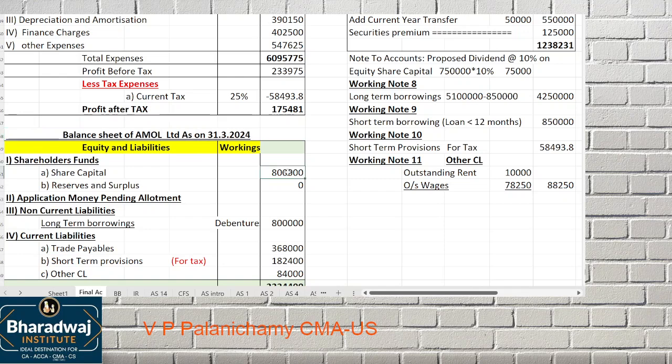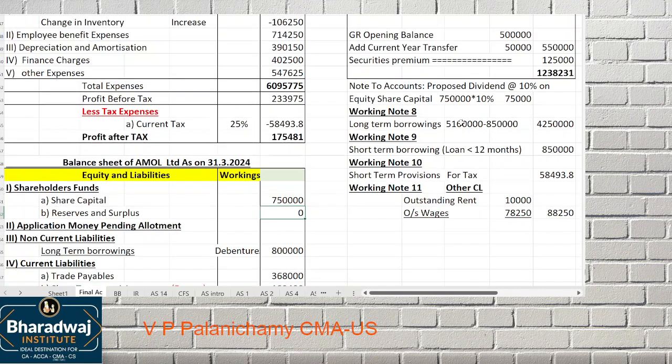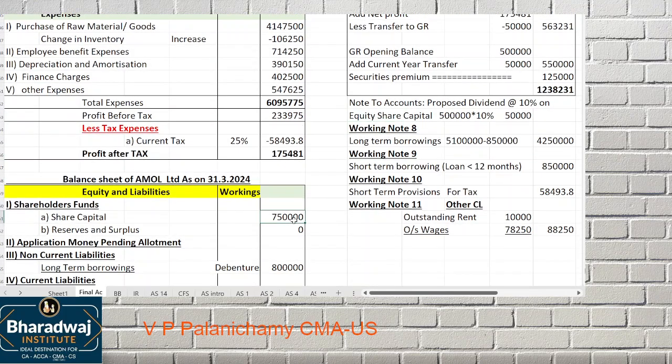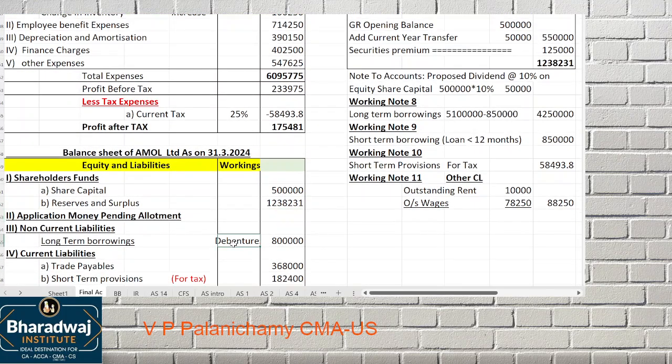Share capital, how much? 7 lakh 50. Equity share capital, the proposed dividend will be on 5 lakhs. 5 lakhs share capital. Reserves and surplus, what is the reserves and surplus? 12 lakh 38,231. Long-term borrowing, that loans, 42 lakh 50,000 will come.